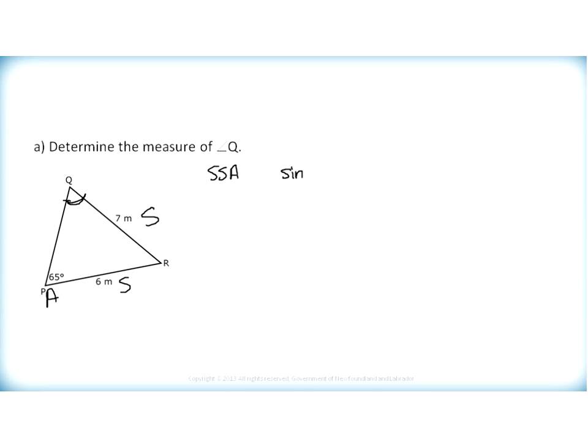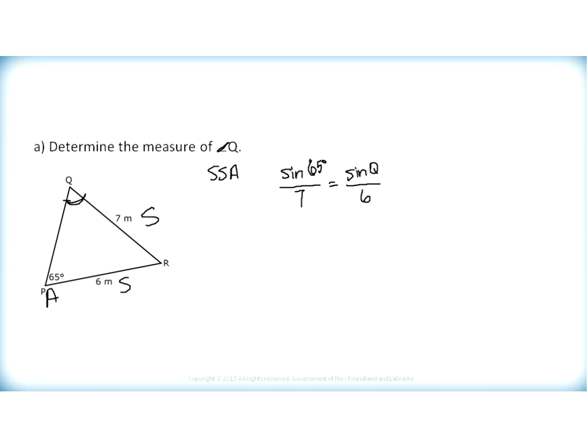I don't know if you can make out, that does say angle Q, by the way. That part of the angle symbol is a little faint. Sine of 65 degrees divided by its opposite side, which is 7, is equal to sine of my unknown angle, Q, divided by its opposite side, which is 6. So I've got it set up properly.